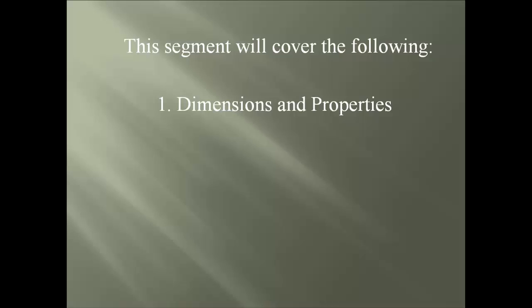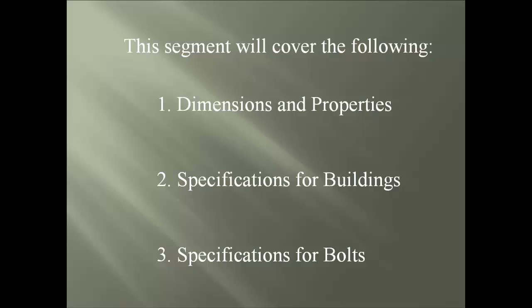The first topic will be the dimensions and properties for structural products commonly used in steel buildings and construction. Next topic is the specifications for structural steel buildings, which was developed as a document to provide uniform practices in the design, fabrication, and erection of steel frame buildings. And last topic is the specifications for structural joints using ASTM A325 or A490 bolts, which covers the design, installation, and testing of the bolted assembly.